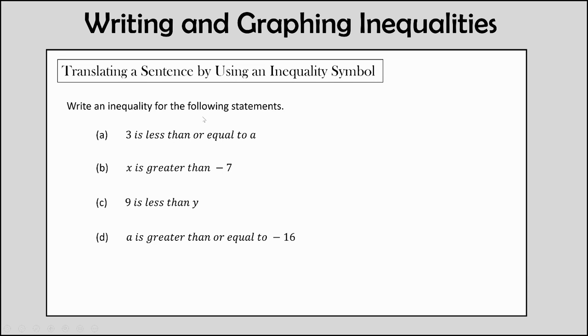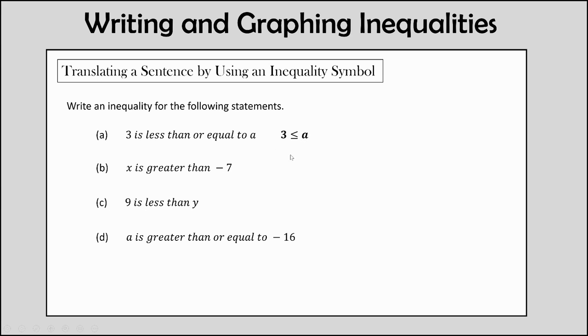Okay, first thing we'll do is some simple translation. So we're asked to write an inequality for the statements. 3 is less than or equal to A. So you just want to write it left to right, just like you read it. So 3 is less than or equal to A.